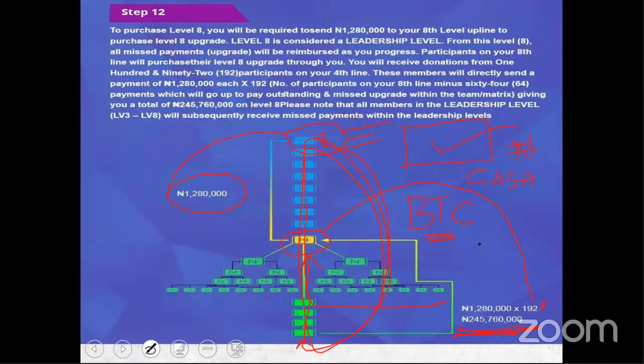Now, gentlemen, you have received your total of 245,760,000 at level number 8. You are still in cloud 9, for the whole week, for 2 weeks. Because you started this opportunity with 10,000 naira and invited 2 or more people. They now got 245 million.